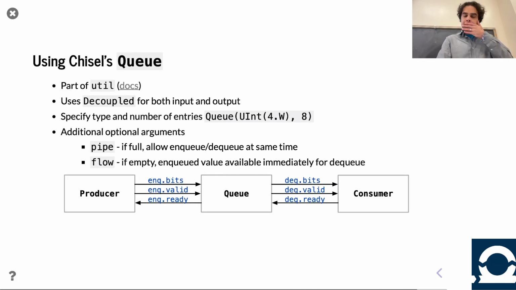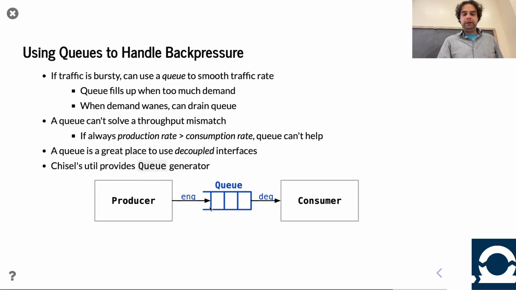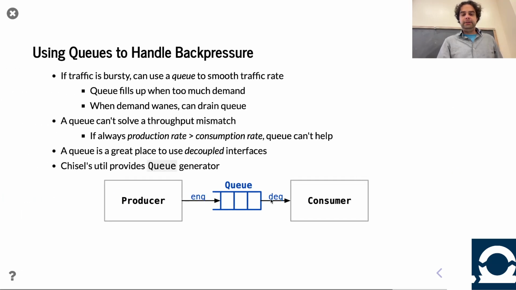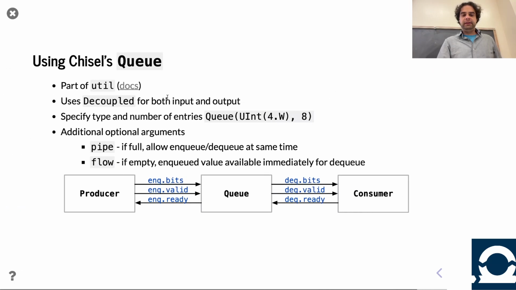Okay, so what happens? We talked about this before, right? These queue interfaces, NQ and DQ, are actually just decoupled. And in the prior session it was a single layer, but we know decoupled actually has ready and valid as well as bits, right? So you can see all of a sudden there are 6 ports on this queue, right?